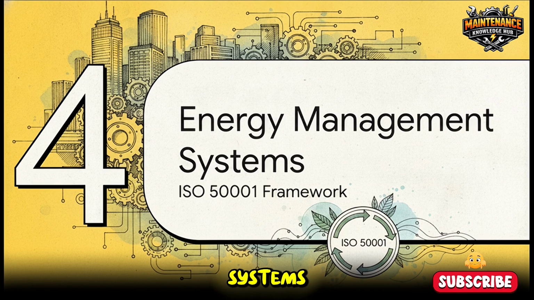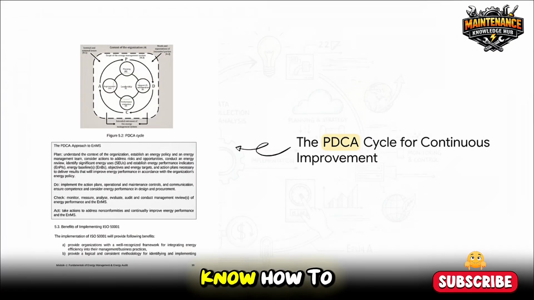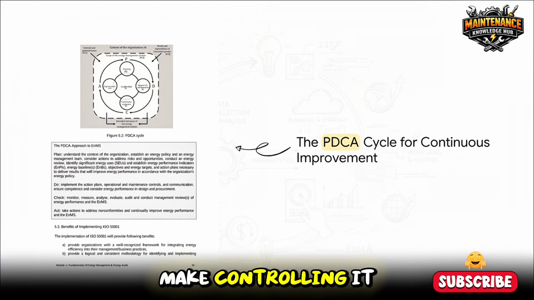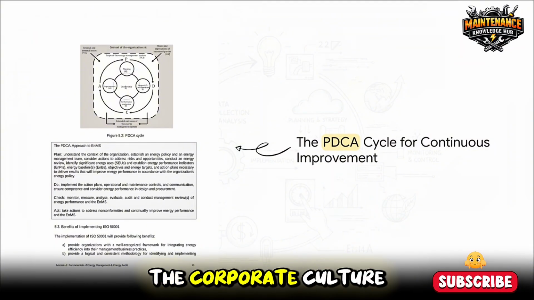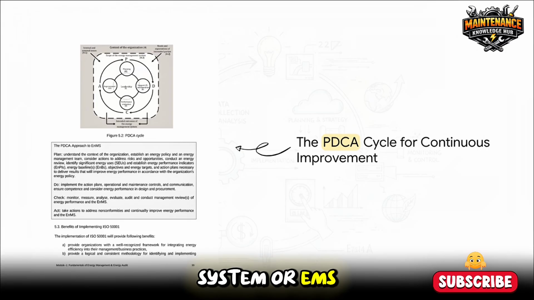Energy Management Systems, the ISO 50001 framework. Now that we know how to calculate the waste, how do we make controlling it a permanent, everyday part of the corporate culture? We use a formal energy management system, or EMS, governed by the ISO 50001 framework. Let's move to and see how this builds.